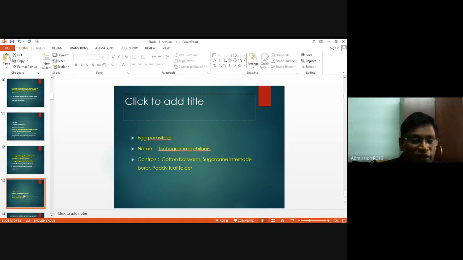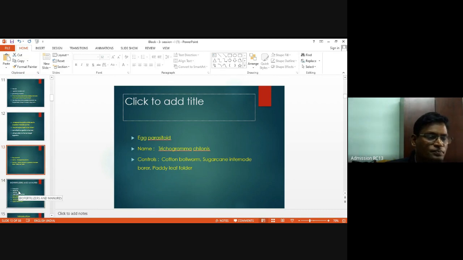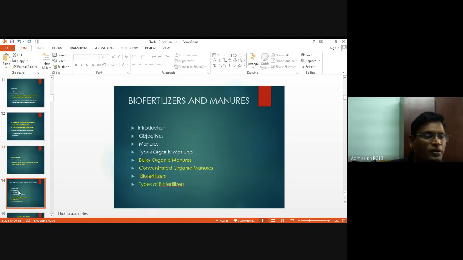Trichogramma chilonis. This is the name of the egg parasite, which controls the cotton bollworm, sugarcane internode borer, and paddy leaf borer folder. These are the pests, and they will be controlled by applying the biological agent, the insect called Trichogramma chilonis, that is called an egg parasite. So this is one example of how biological control can take place in order to control the pest. This example you can note down or remember.